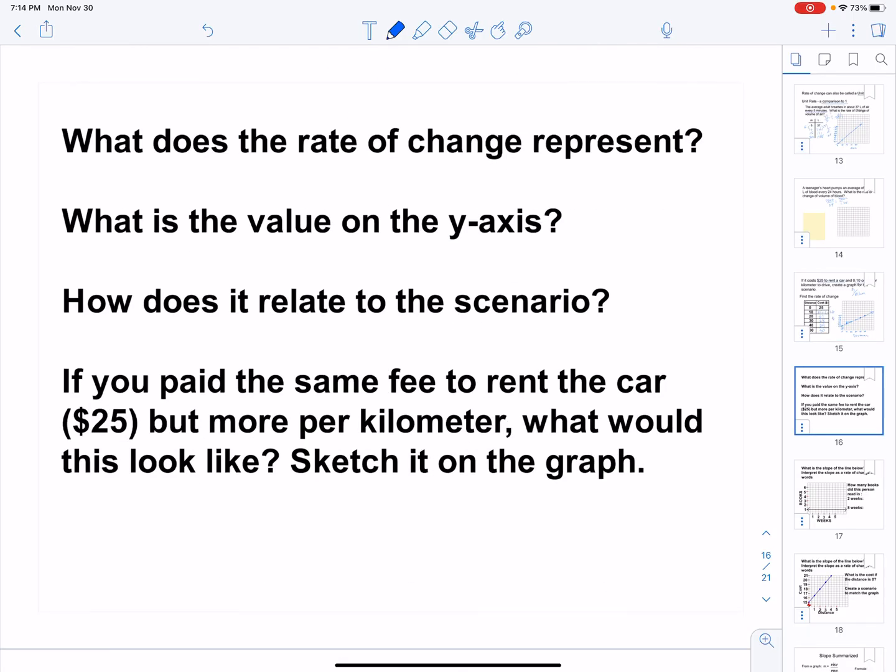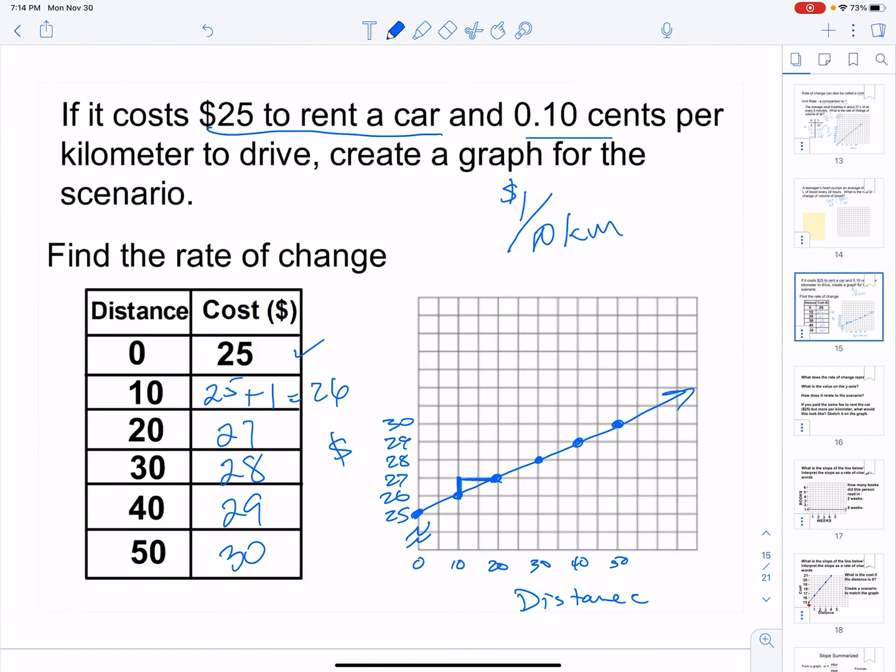Okay, then how does it relate to the scenario? Well, the scenario is we're trying to rent a car to be able to drive. So the scenario is figuring out how much money it's going to cost us in order to rent this vehicle. Well, we have a $25 fee right at the beginning, before I drive it at all. And then as I drive it, the rental cost increases.